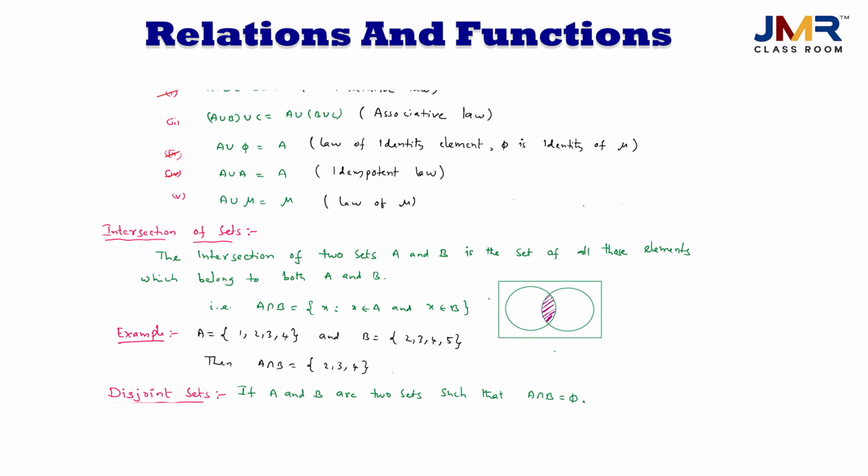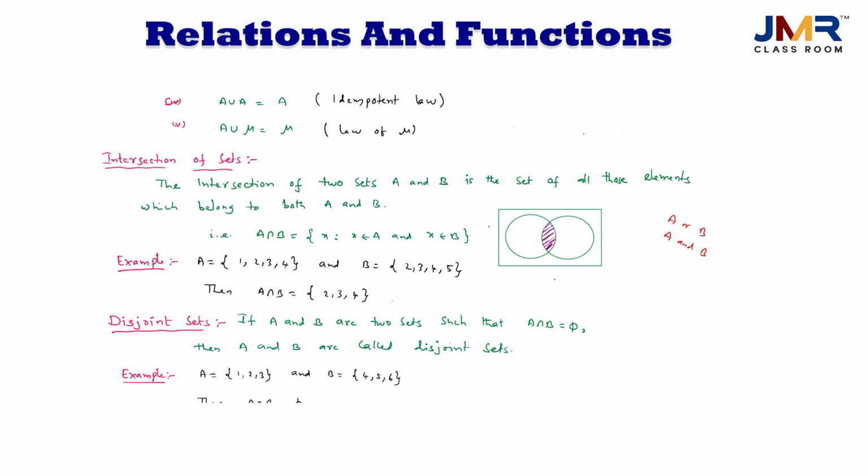The intersection of two sets A and B is the set of all those elements which belong to both A and B. Union means A or B, but intersection means A and B. Those elements which are present in both the sets A and B only are contained in the intersection. Set builder form or mathematical expression: A intersection B equals the set of x such that x belongs to A and x belongs to B. You have to use 'and' here. In union, you have to use 'or'.